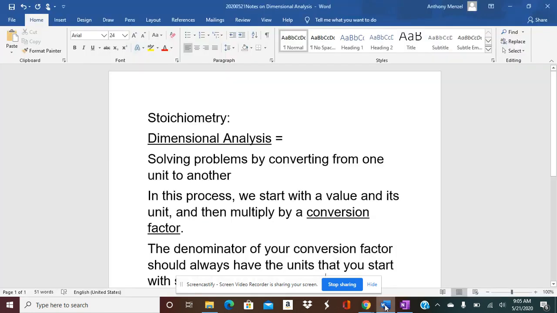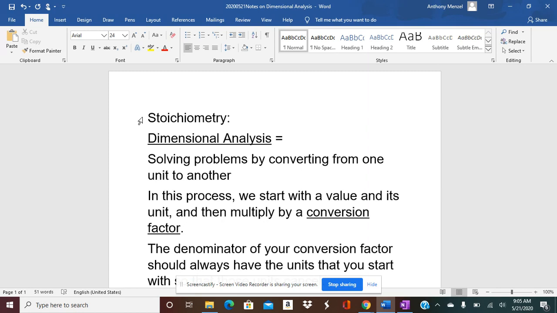Today, we are going to be learning about a special process within the study of stoichiometry. And as we have seen from our online notes, stoichiometry is the study of amounts in chemistry. The process we're going to learn about is called dimensional analysis. Dimensional analysis can be defined as solving problems by converting from one unit to another.